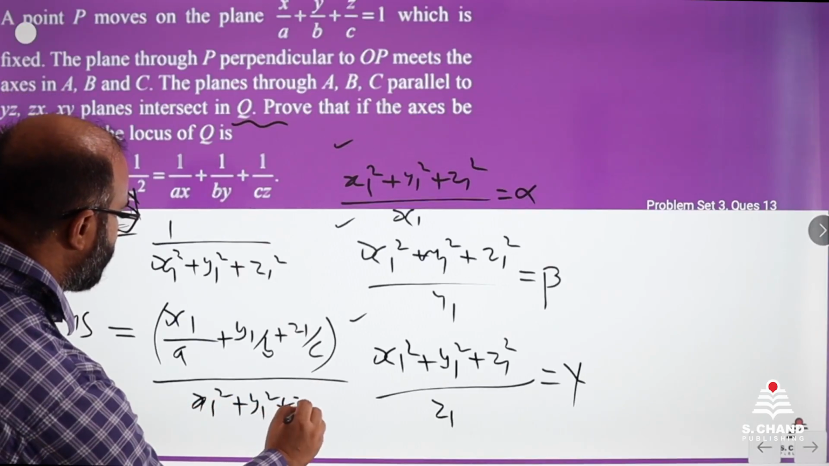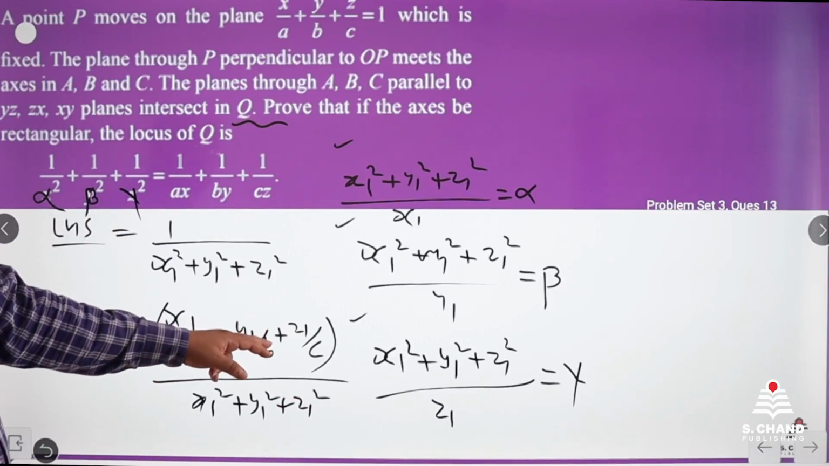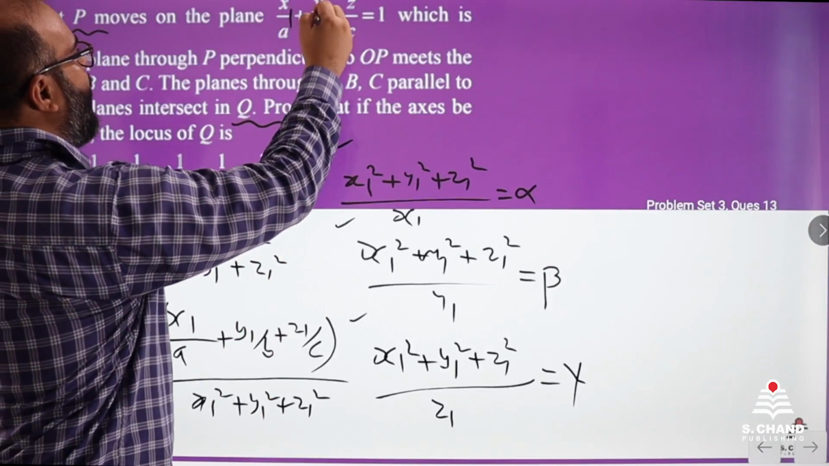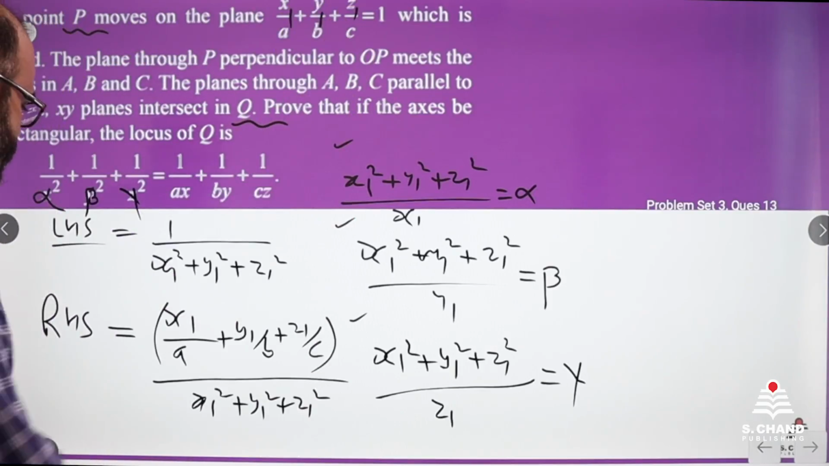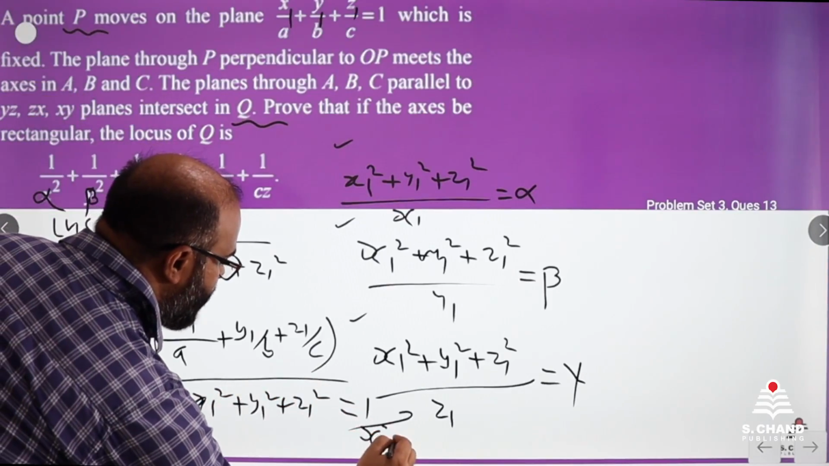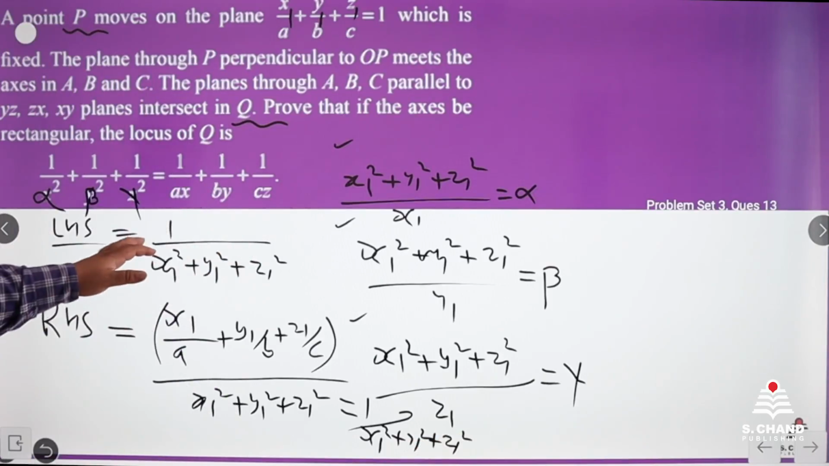z1 square. Now we know that x1 by a plus y1 by b plus z1 by c is equal to 1 because P(x1, y1, z1) lies on this plane. So this is 1. So this will be 1 by x1 square plus y1 square plus z1 square. So yes, the left hand side and right hand side are actually equal.